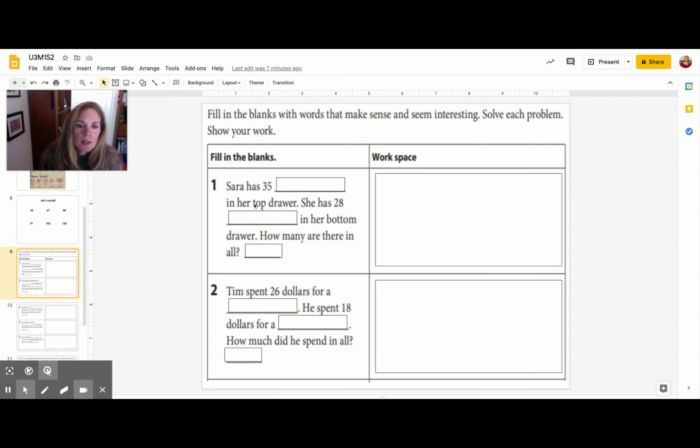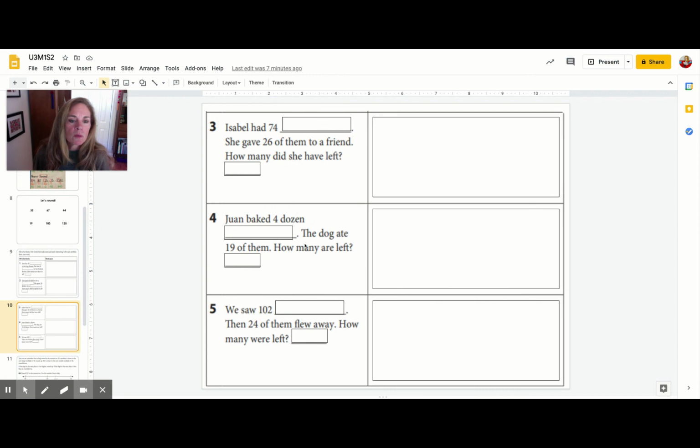Let's see. Sarah has 35. You're going to make something in her top drawer. She has 28 somethings in her bottom drawer. How many are there in all? So these are two words. I could have Sarah has 35 pencils in her top drawer and she has 28 markers in her bottom drawer. How many are there in all? You're going to add that. And this is where you're going to show your work. Do the same thing for number 2, number 3, 4, and 5. So you're making up word problems and solving them yourselves.